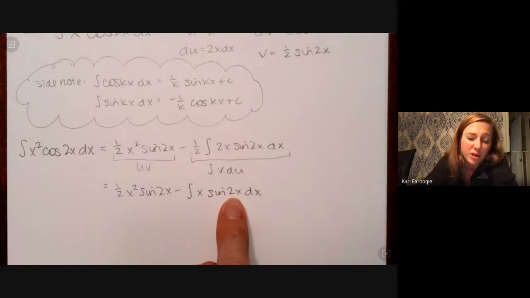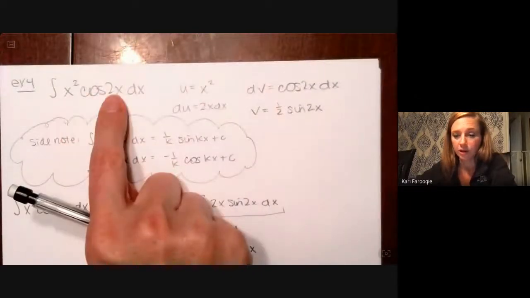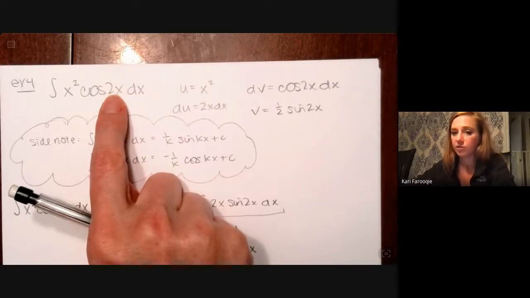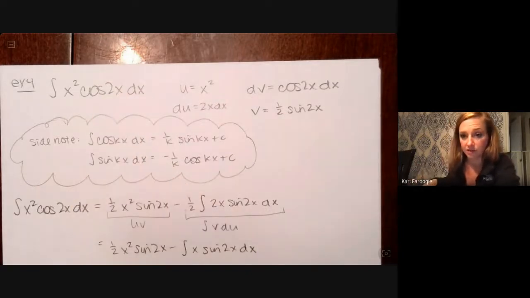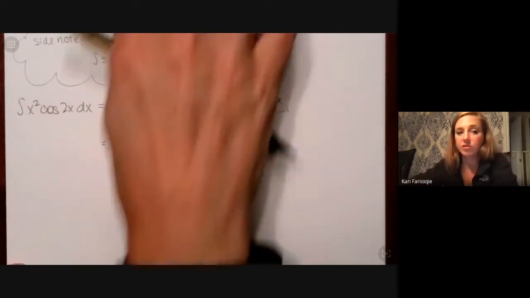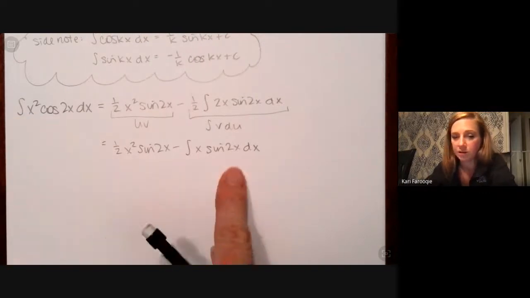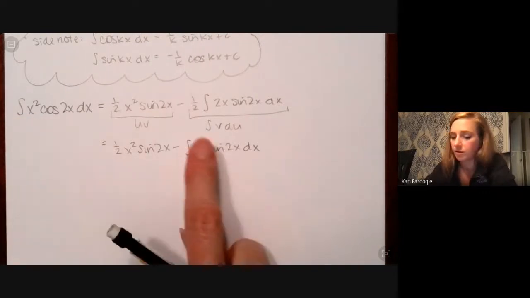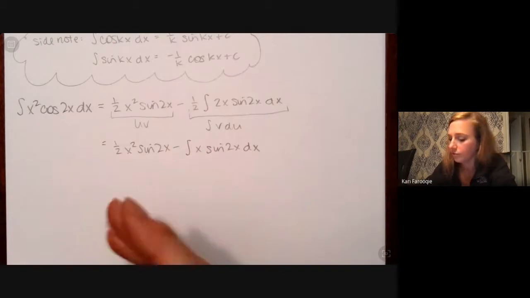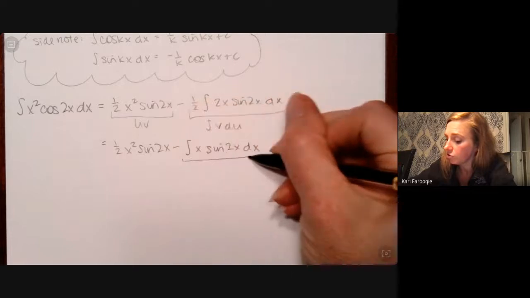So there might be examples where you're going to have to use parts 3 times. I mean, imagine if this was x cubed cosine 2x or x cubed cosine x or anything like that. In order to get from x cubed down to a derivative that doesn't have a variable in it, you're going to have to use parts 3 times. But in this case, in order to get from x squared down to a v du that doesn't have a variable, you're going to have to do parts 2 times. So we already did parts once. So we're going to use integration by parts again.